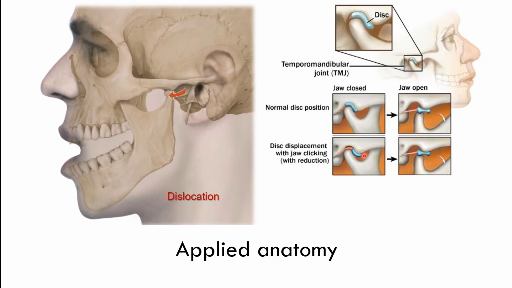So in such conditions, whenever the disc is moving forward, the head of the mandible will take a jump on the posterior free border of the disc. So in such movements, it produces a clicking sound. So it produces a click during opening as well as in closing. So with reduction, that means the joint can be reduced. It can be depressed and elevated.